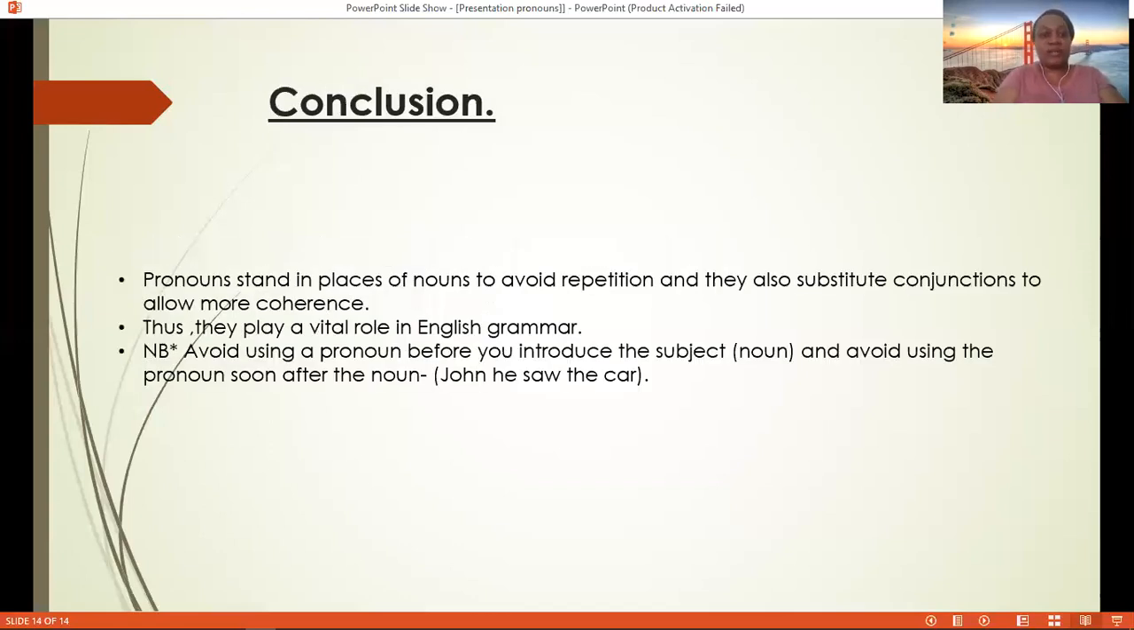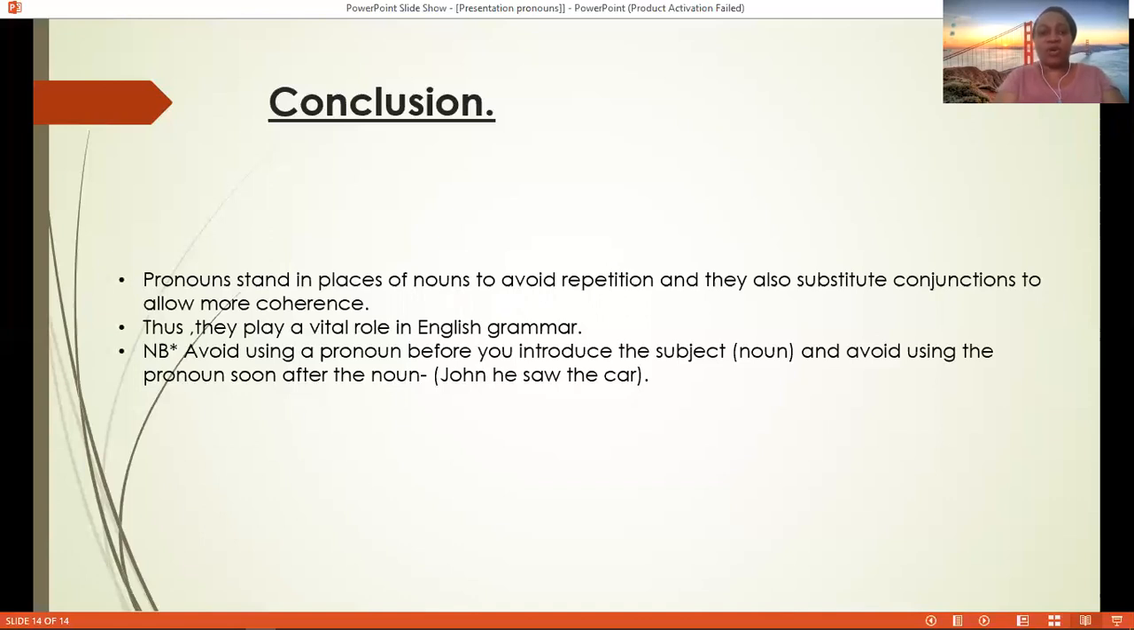Right, in conclusion, we are just recapping. Pronouns stand in places of nouns to avoid repetition. That is key. And they also substitute conjunctions to allow more coherence. That is very important. Thus, they play a vital role in English grammar. We cannot do without them. Otherwise, our work will be just monotonous.